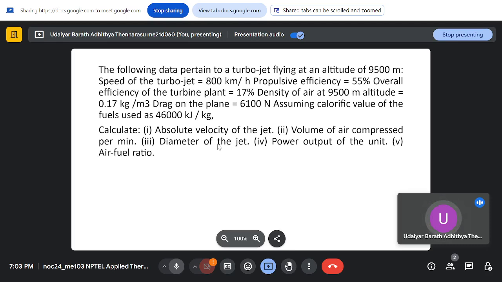Assuming calorific value of the fuel used as 46,000 kilojoule per kg, calculate first the absolute velocity of the jet, second the volume of air compressed per minute, third the diameter of the jet, fourth the power output of the unit, and fifth the air fuel ratio.